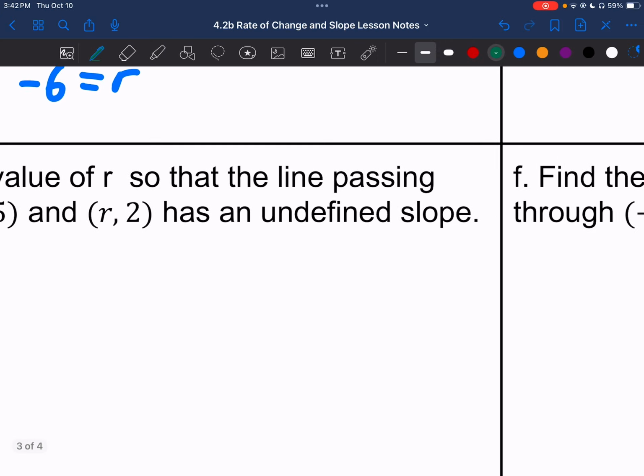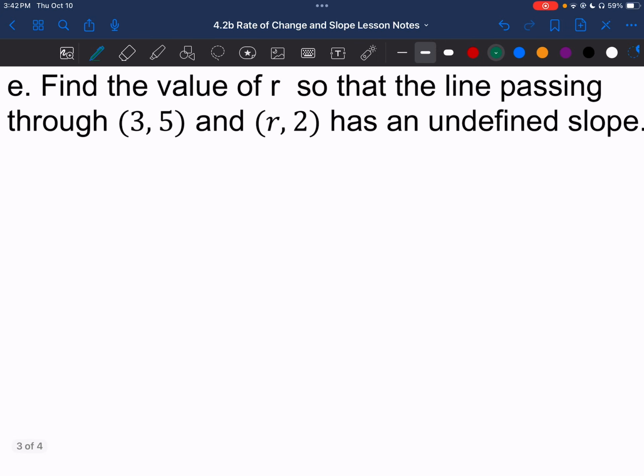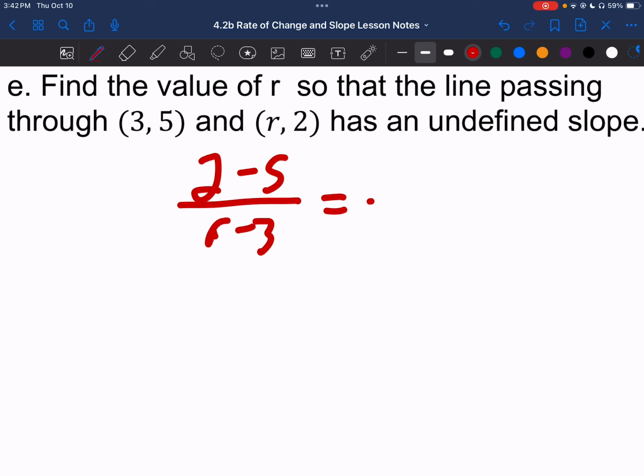Now letters E and F are a little more challenging, because in letter E, I'm telling you that you have an undefined slope. So what does that mean? Well, let's set up the left side first. So we have 2 minus 5 over r minus 3 is going to be equal to, if it's undefined, I know my denominator has to be 0, and I can put anything in my numerator because anything divided by 0 is undefined. So I'm going to just keep it simple and use a 1.